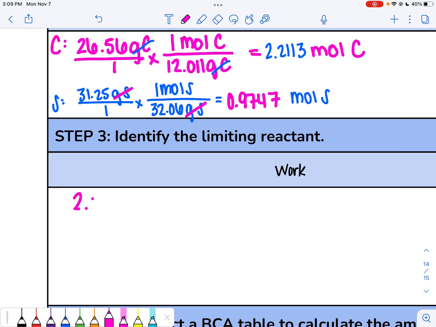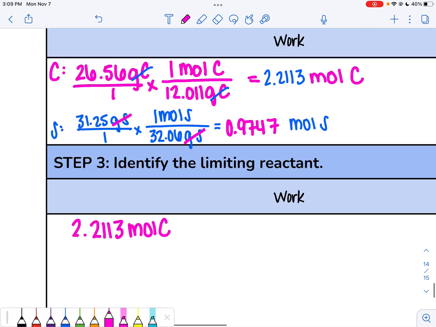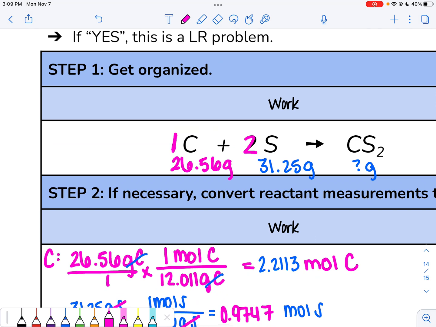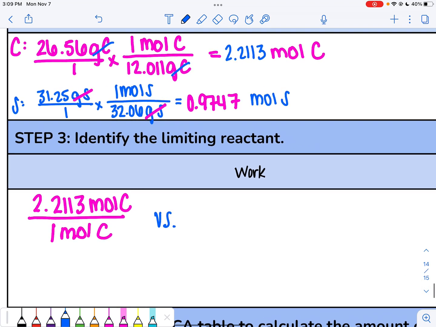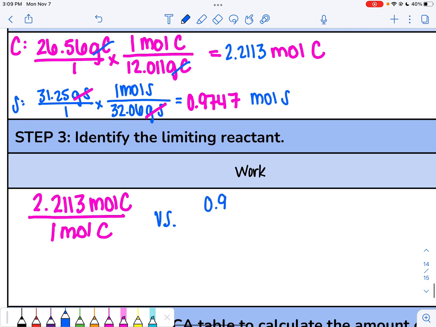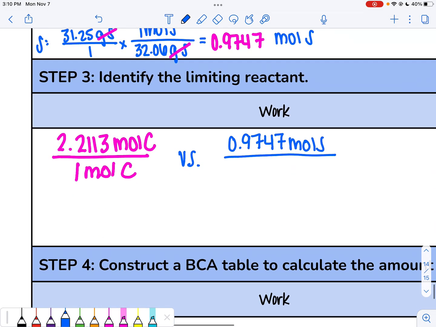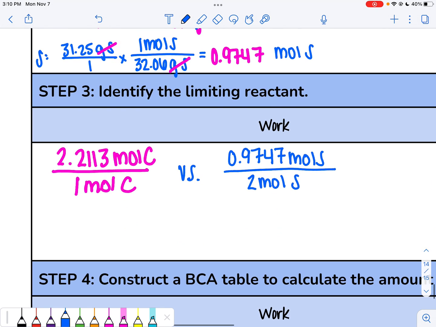So let's start out with carbon. I know that in this problem, I have 2.2113 moles of carbon. From the balanced chemical equation, I know that I only need 1 mole of carbon in this reaction, so I would just divide by 1 mole of carbon. Looking good there. Okay, now let's do the same thing for sulfur. In this problem, I have 0.9747 moles of sulfur. From the balanced chemical equation, I know that I need 2, so I'm dividing this by 2 moles of sulfur from my reaction.